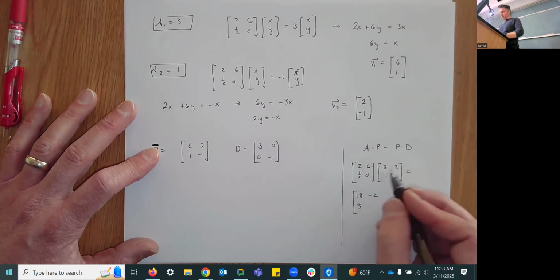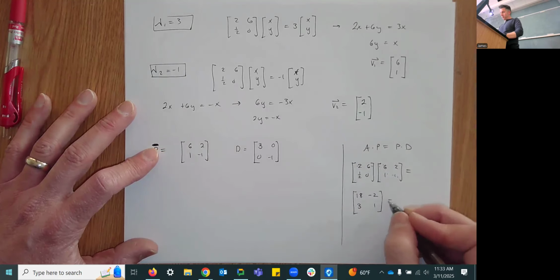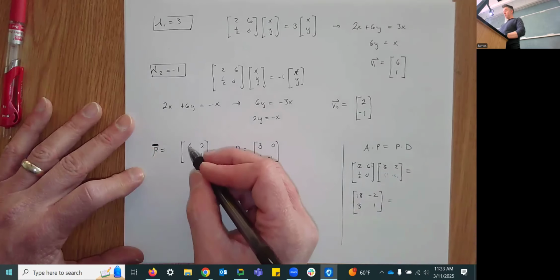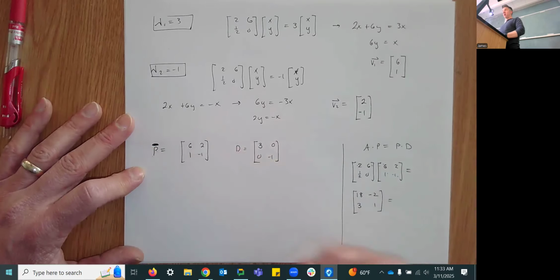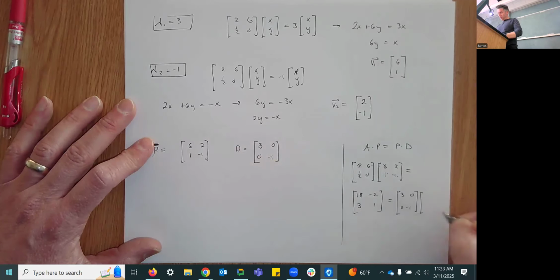And 1/2 times 2 plus 0 times negative 1 is 1. And that's exactly 3 times the first eigenvector and negative 1 times the second eigenvector. So it's exactly 3, 0, 0, negative 1 times the first eigenvector and then the second eigenvector.